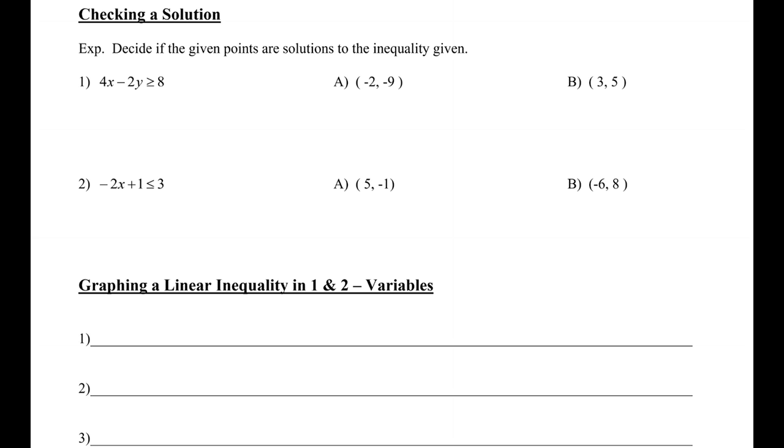So knowing that a point is x comma y, I'm going to plug in -2 for my x's, and anywhere I see a y, I'm going to plug in -9, and then I'm just going to simplify both sides. So this is -8 plus 18 is greater than or equal to 8, which simplifies to 10 is greater than or equal to 8. This is a true statement, so I can say that yes, this is a solution.